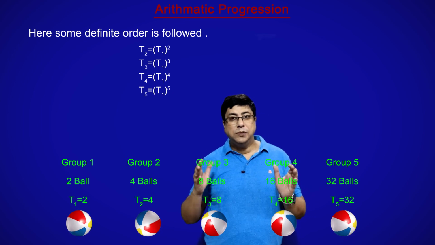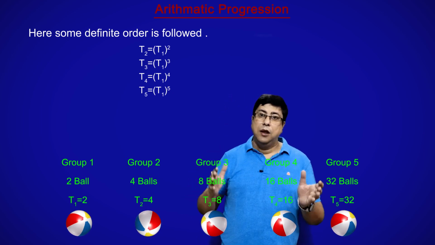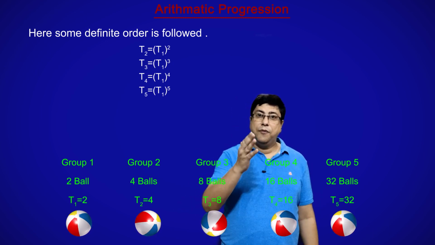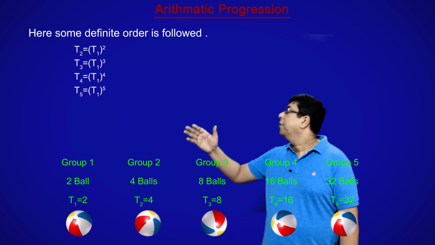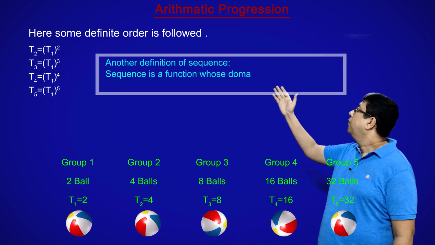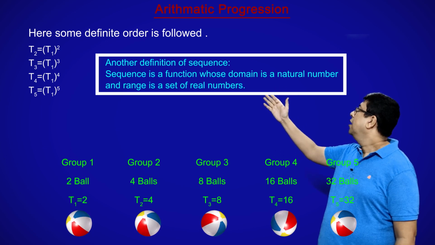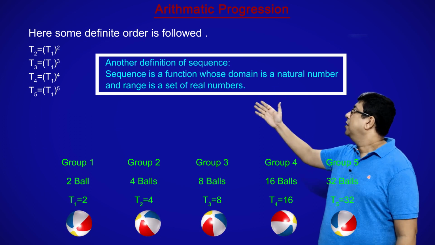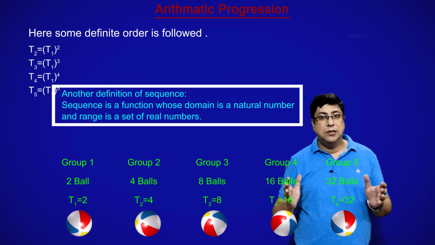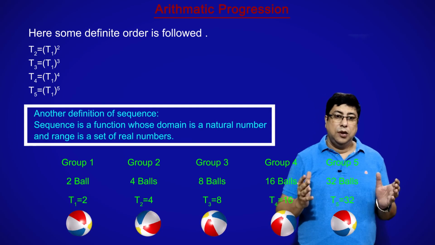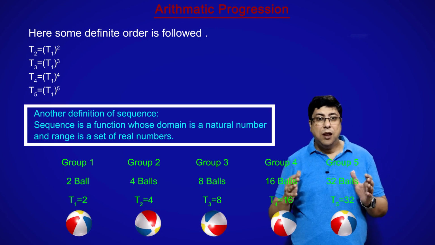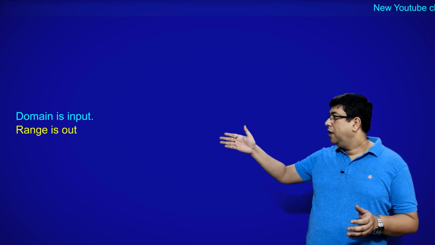So everyone, there must be some definite rule so that we can predict the next term of the sequence. A sequence can also be defined in another way. A sequence is a function whose domain is the natural numbers and range is a set of real numbers. Domain and range are in the chapter on functions, which is a very important chapter for us. For the time being, what is the domain and what is the range? Domain is the input and range is the output.